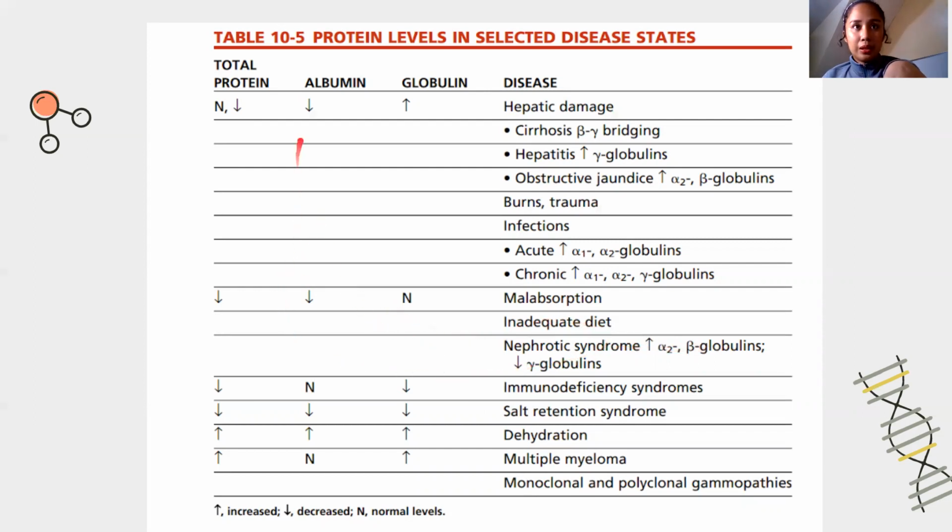Ayan, so, observe na rin ito sa globulin. Of course, expect increased globulin sa multiple myeloma, increase ang globulin sa dehydration.